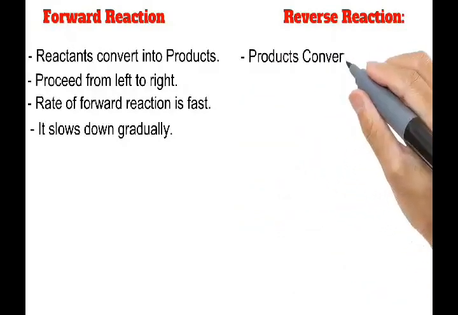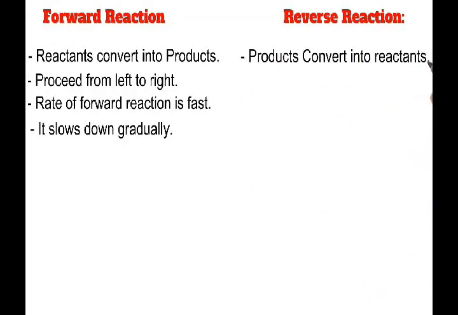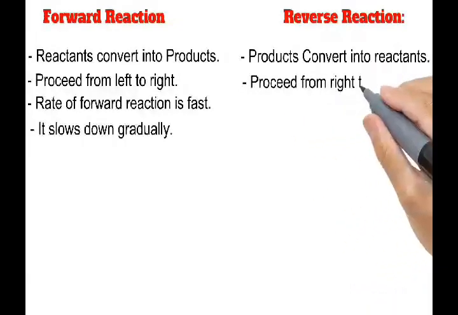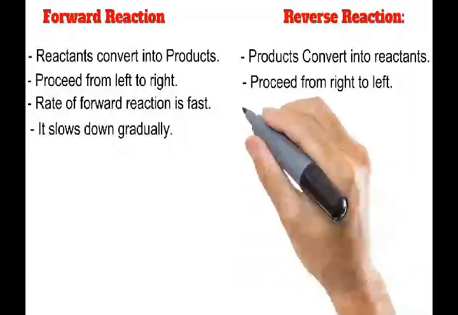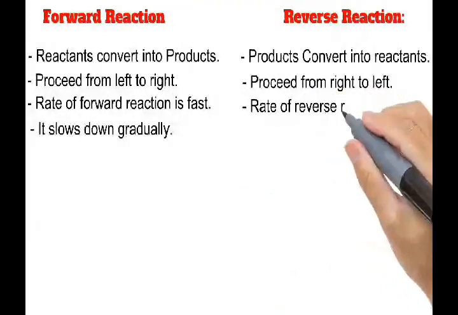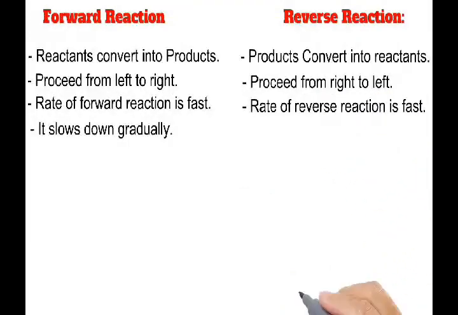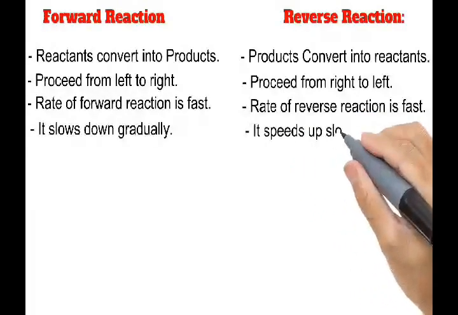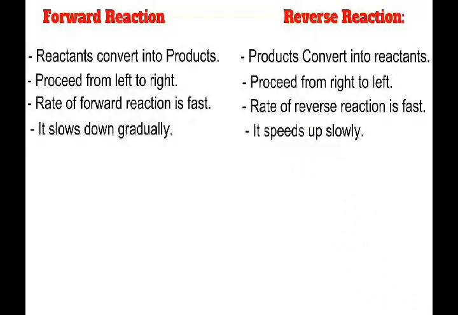In reverse reaction, the products recombine to form the reactants. The reaction proceeds from right to left side. Here, the rate of reverse reaction is negligible in the beginning of the reaction, but hence the reaction speeds up slowly.